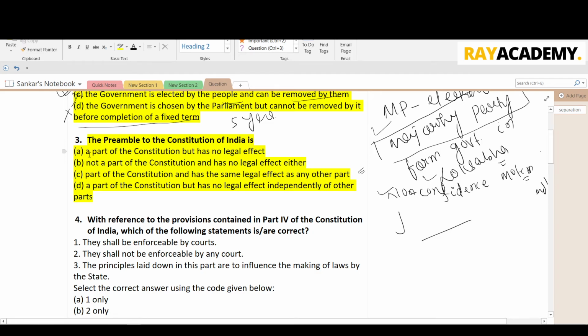Read the question. The preamble to the Constitution of India is a part of the Constitution but has no legal effect. Option B, not a part of the Constitution and has no legal effect. Option C, part of the Constitution and has the same legal effect as any other part. Option D, a part of the Constitution but has no legal effect independently of other parts. What is the correct answer?